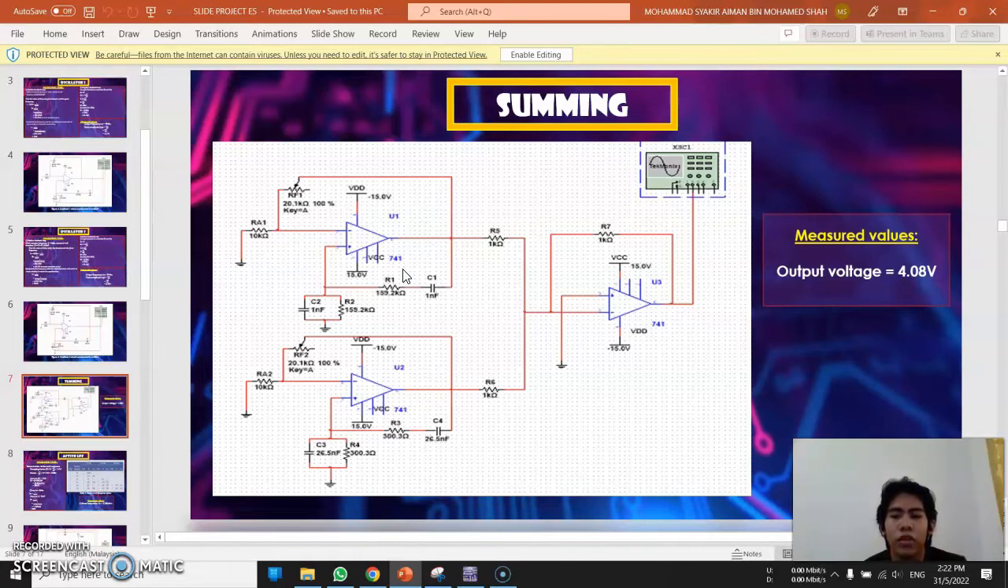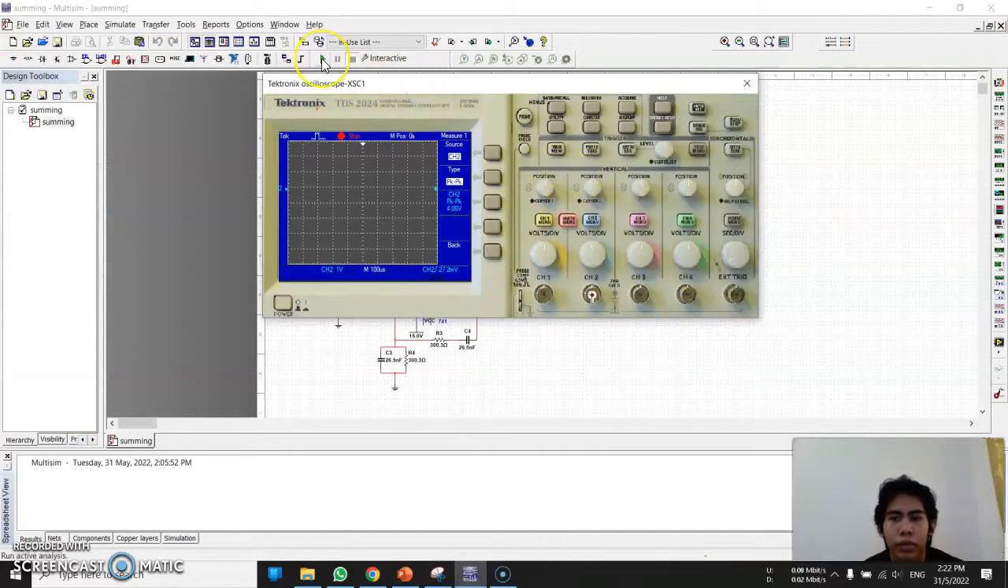We use oscilloscope 1 and oscilloscope 2. So here is the low pass filter. So here is the result that we constructed. As you can see here, the voltage is decreased. So we are going to check the measured value at 4.07.